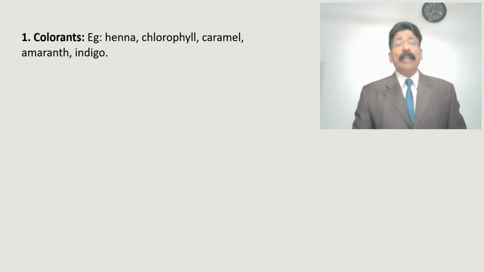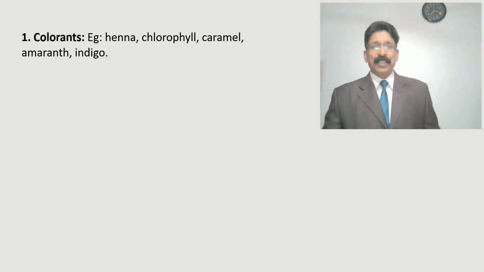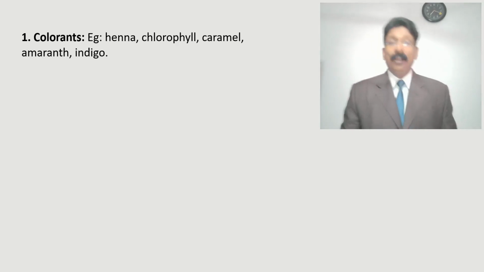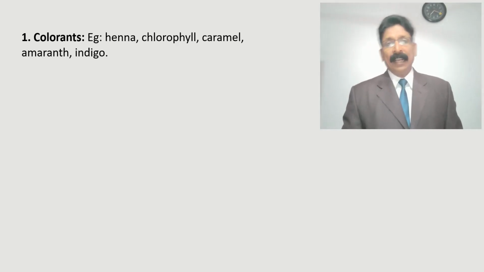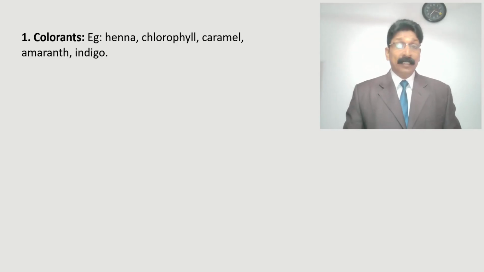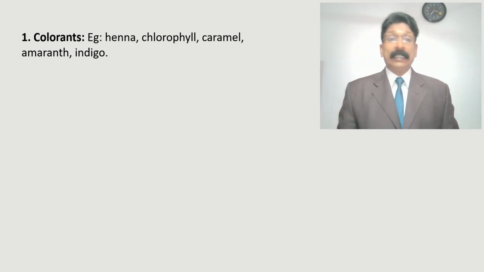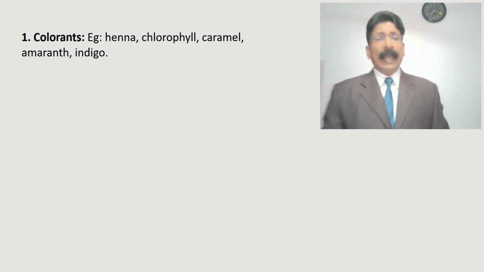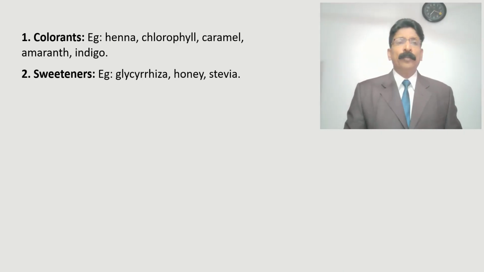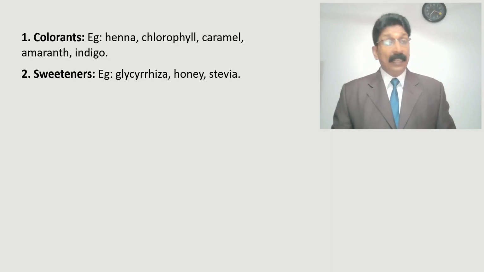Number one, colorants. Example, henna. You know very well, henna we use especially for marriage functions. Children and the bride and everybody use it nowadays. Henna is an important one, and even for hair coloring in North India they used to use it, a natural coloring agent. And chlorophyll of a plant, caramel, amaranth, indigo. When you come to sweeteners, glycyrrhiza, honey, and stevia.